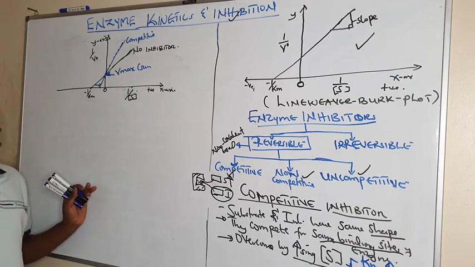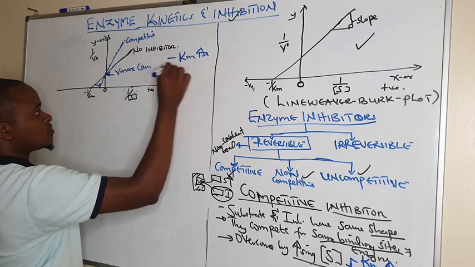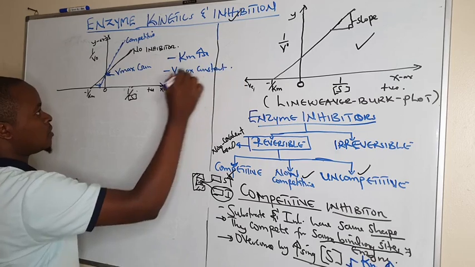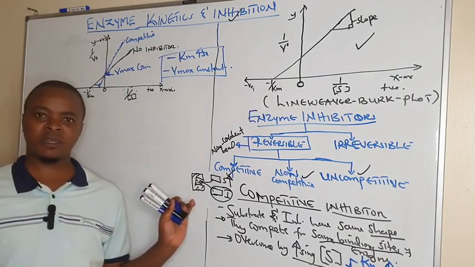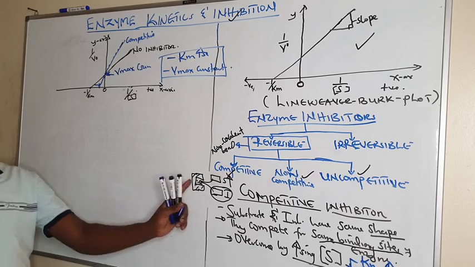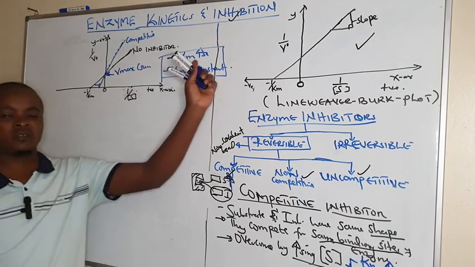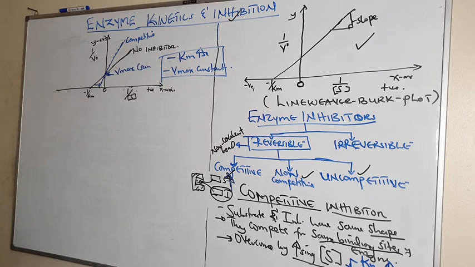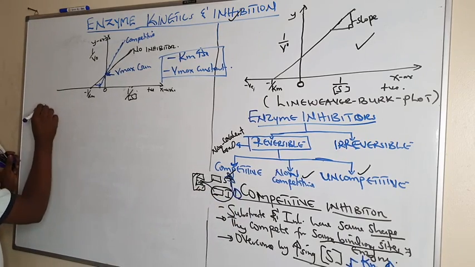So this is competitive inhibition, whereby we have seen Km increases, then Vmax remains constant. These are the things I want you to note. Why? Because they have the same shape and configuration, competing for the same binding site, and I can overcome by increasing substrate concentration, which causes an increase in Km, and the Vmax remains constant. So that is according to competitive inhibitor. This was number 1.